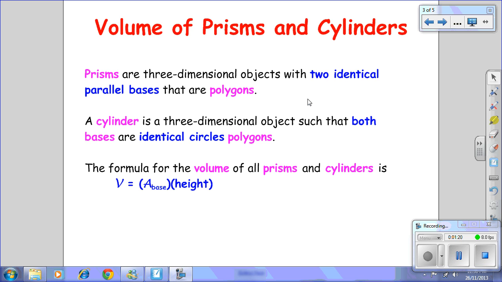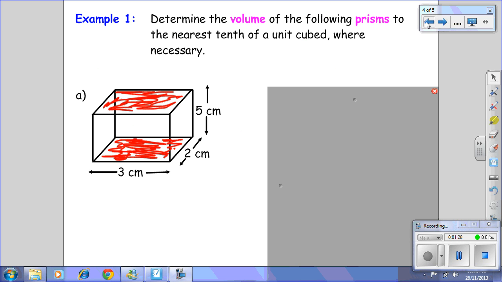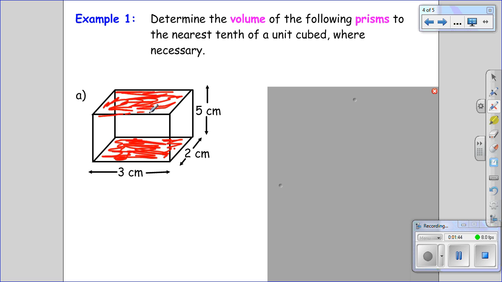The formula for the volume of any prism or cylinder is always volume equals area of the base multiplied by the height. For example, if you consider the rectangular prism in the diagram, we see that we have two rectangular bases. On the top, we have a dimension of 3 centimeters by 2 centimeters. And we have a height of 5 centimeters.